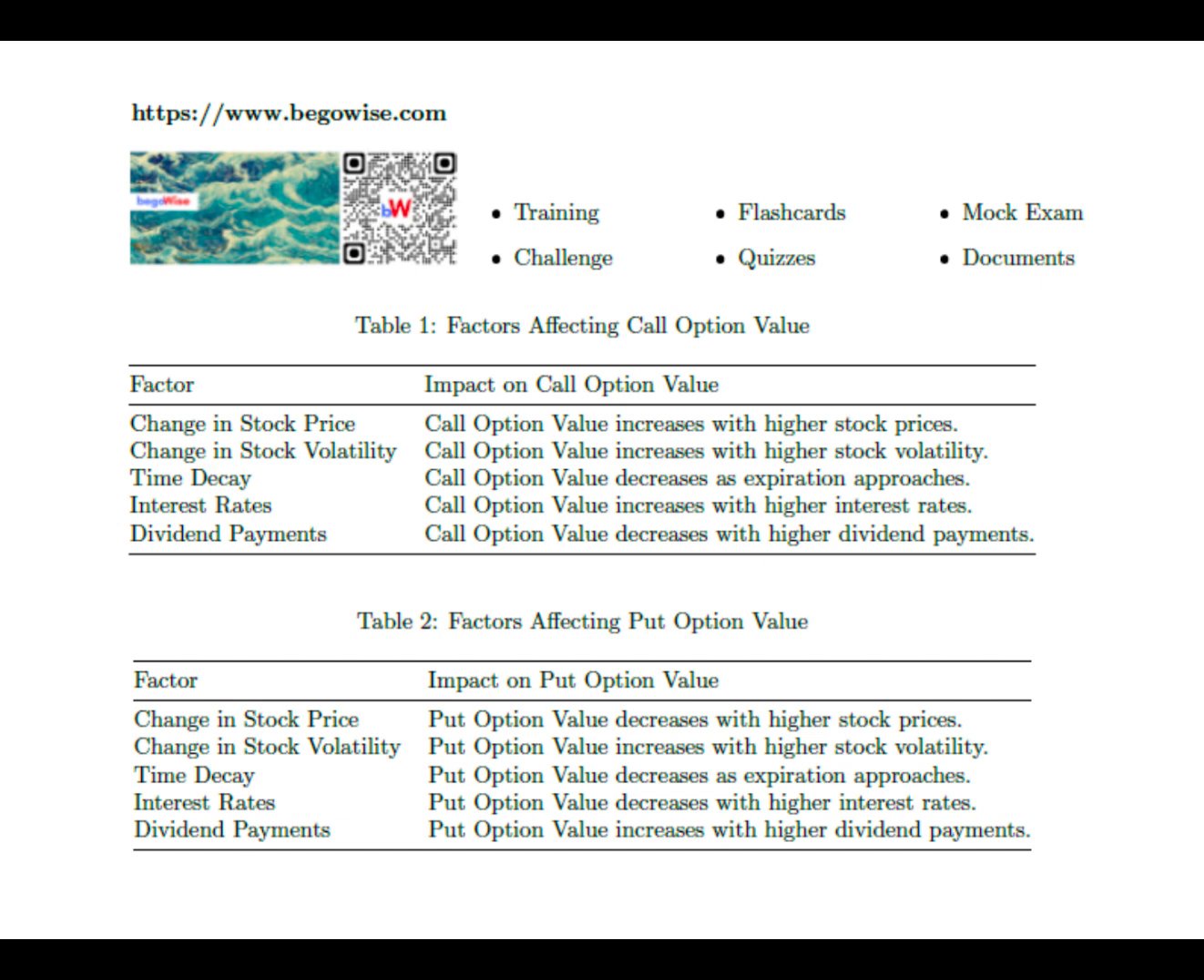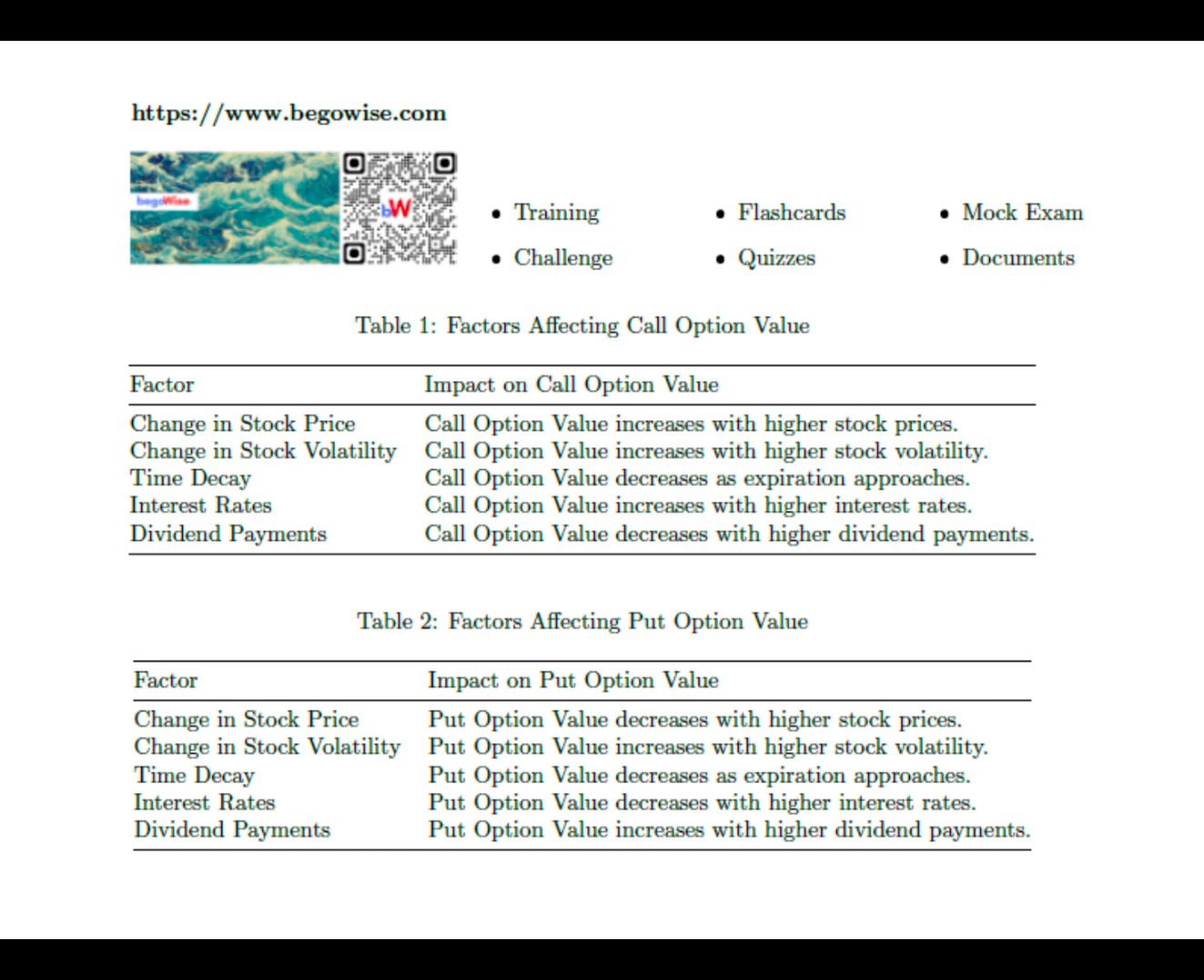3. Time decay. Similar to call options, as time moves closer to the expiration date, the put option loses value. There's less time for the stock price to fall below the strike price, making the option less valuable as expiration approaches. 4. Interest rates. Higher interest rates decrease the value of put options. This is because the present value of receiving the strike price in the future is less valuable when interest rates are high. Therefore, put options are worth less when interest rates rise.